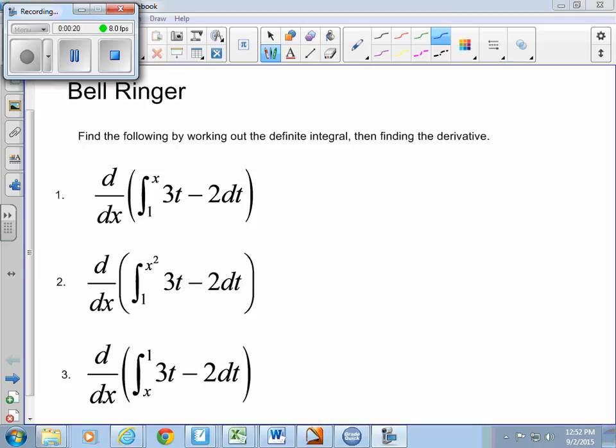Mental notes? Yeah, let's try. What's the antiderivative of 3t minus 2? 3 halves t squared plus 3t. We're going to evaluate that from 1 to x, right?